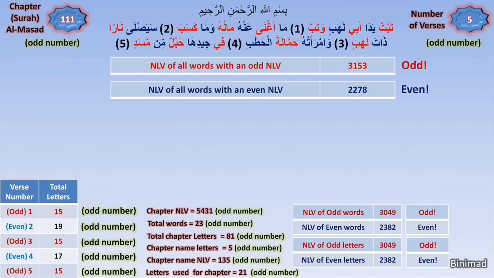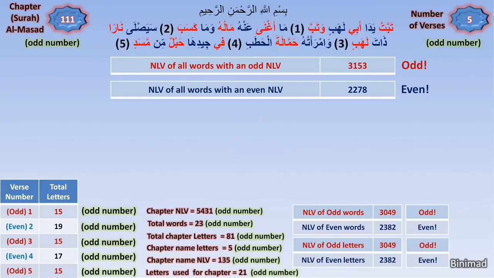All words with a numerical value that is odd, their sum is an odd number. And all words with a numerical value which is even, their sum is an even number. Yet, this does not end here. So, is there a relationship here which we should examine?